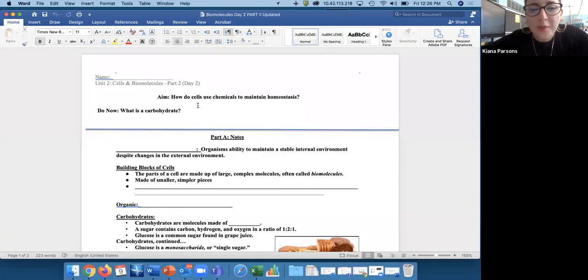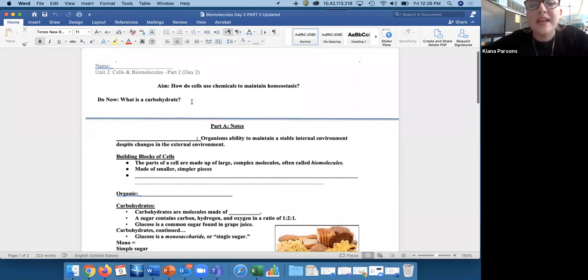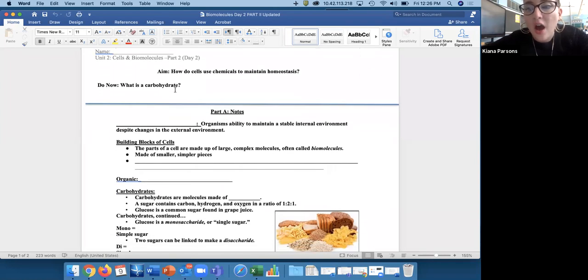All right, and this is what we're looking at. So again, I'm going to be showing you the answers on a slideshow presentation as I explain, but it is matching this handout that you should see on your Google Classroom stream. And we're starting with our aim: how do cells use chemicals to maintain homeostasis?